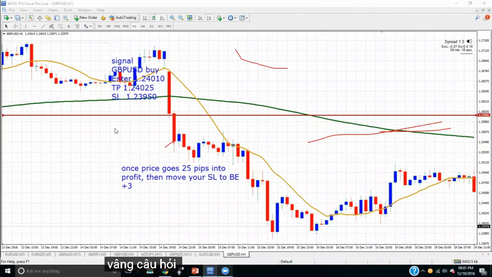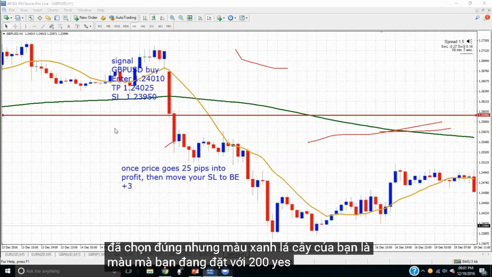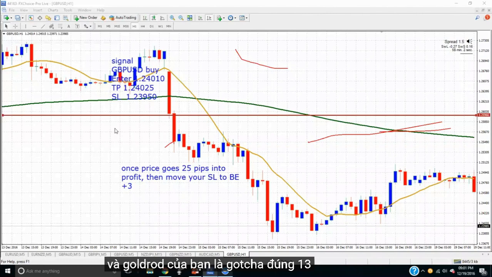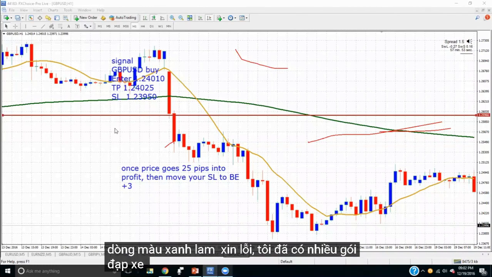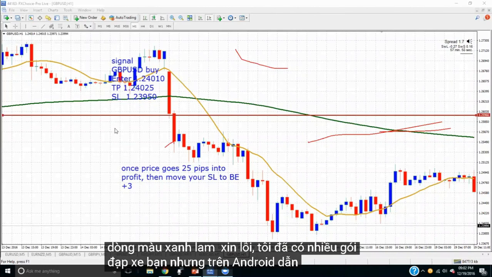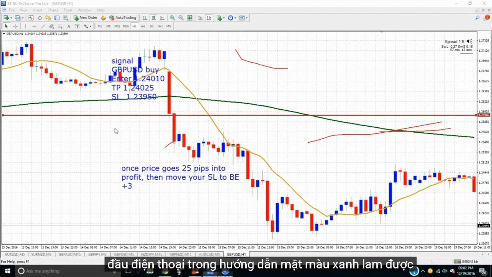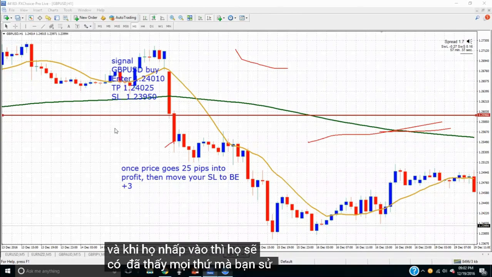Hey, Lee. Yes. Question. I want to make sure I've got the right one. Your green is the one that you're setting with the 200? Yes. And your goldenrod is the 13? Correct. Gotcha. And for those that are on the Android, the F is at the top of your screen in the blue line. Sorry, I was multitasking. On the Android, Lee, the F that you refer to access the main chart is at the top of the phone in the blue space, guys. And once they click on that, they would have seen everything that you said.